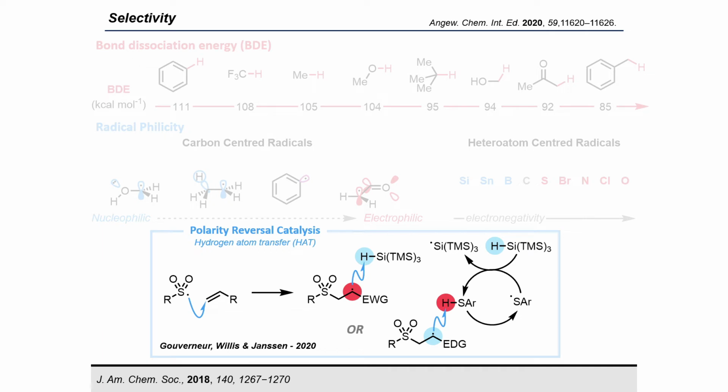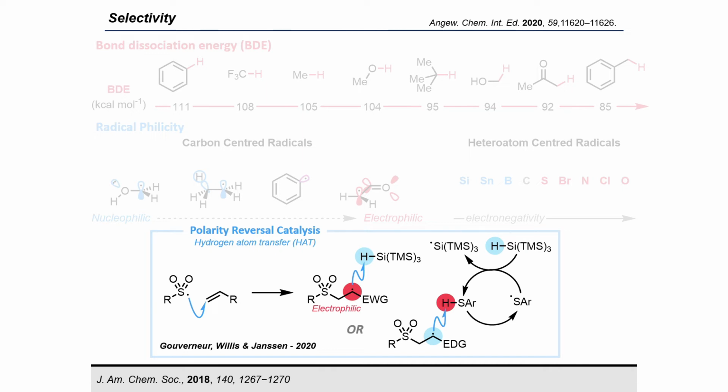This technique is exemplified in an example from Gurvner and Willis at the University of Oxford in collaboration with Janssen. This transformation is a formal hydrosulfonation process and involves the addition of a sulfur-centered radical into an alkene. Addition of the radical into an electron-deficient alkene results in the formation of an electrophilic radical, which is well disposed to undergo a hydrogen atom transfer process with the hydridic hydrogen of a silane.